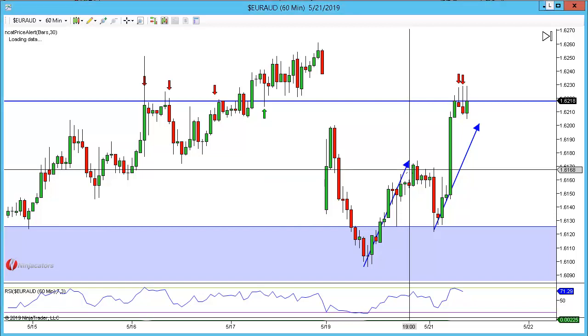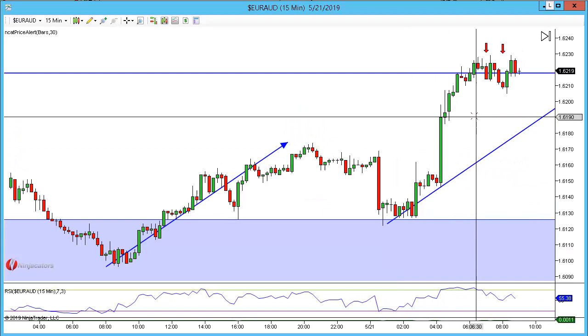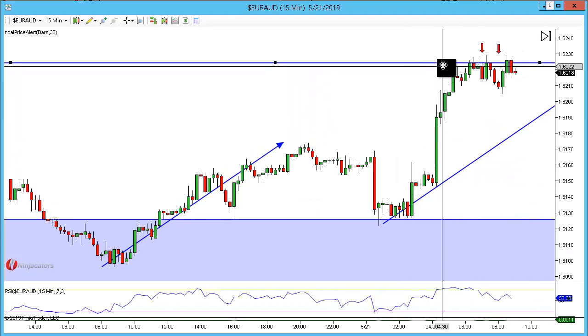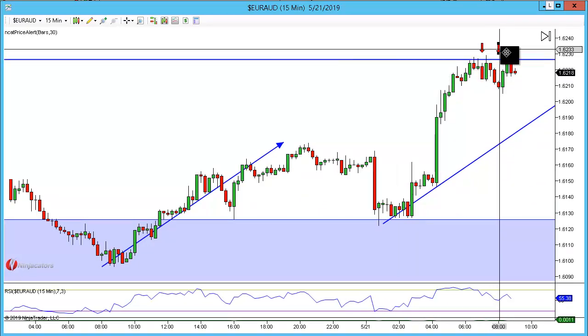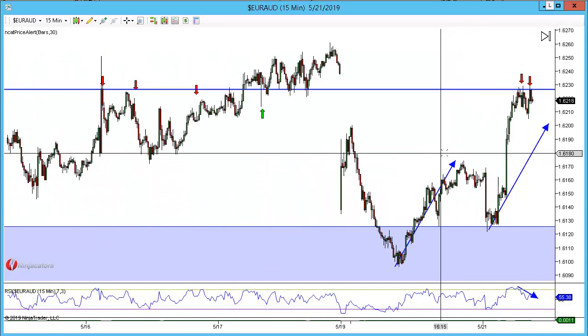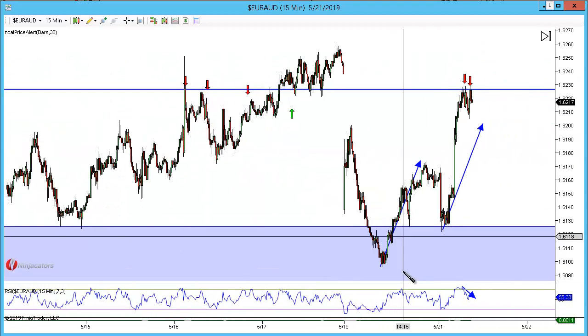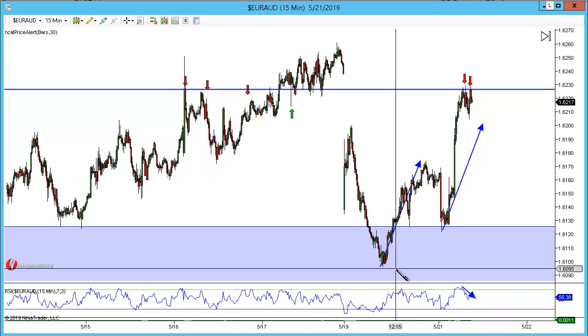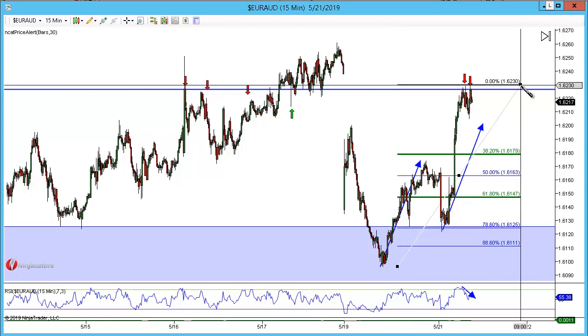Let's go to the 15. Here on the 15, if we move our structure level up, we have a valid double top. That double top is we've gone overbought with divergence. And if this is an AB equals CD pattern, I would be playing for fib-based targets. So swing low to swing high.